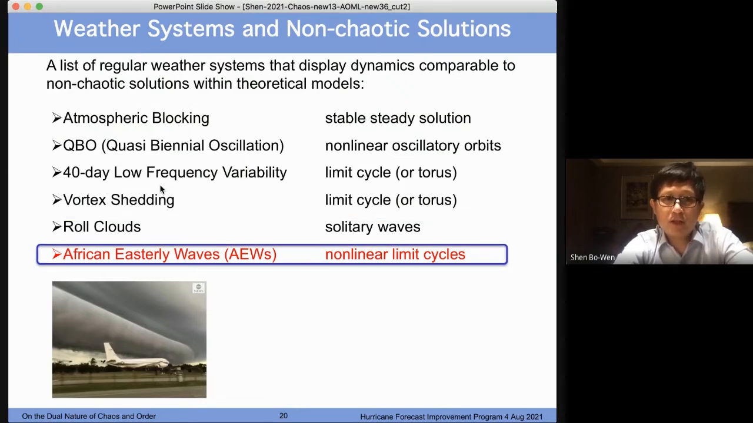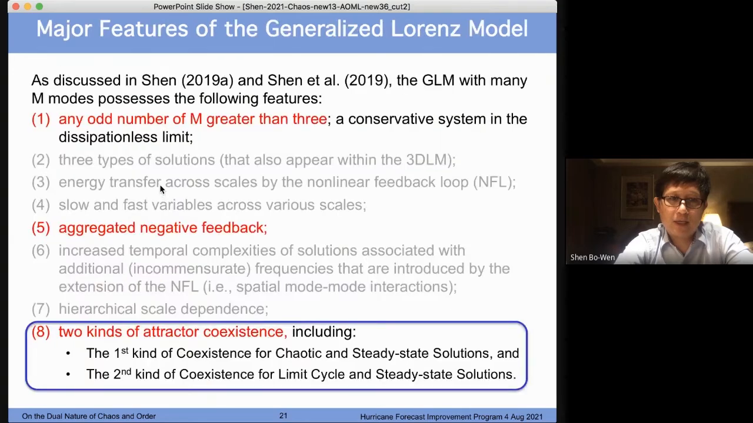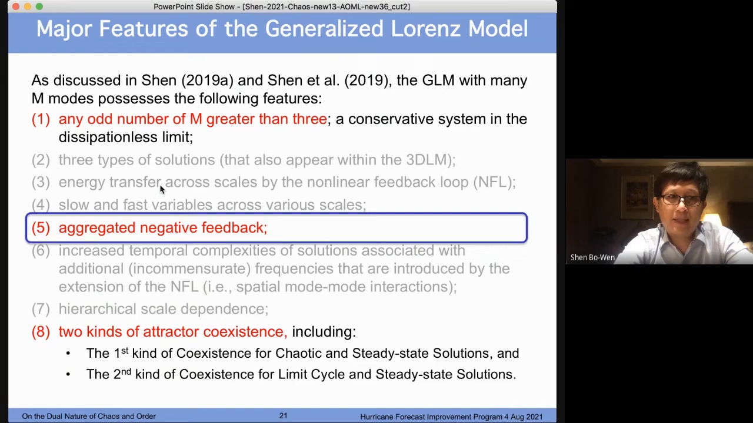A very interesting question becomes whether chaotic and non-chaotic solutions exclusively appear. The answer is no, because within a generalized model, we can show that chaotic and non-chaotic solutions may coexist, which is referred to as attractor coexistence. Attractor coexistence is enabled by the so-called aggregated net feedback, which will be discussed later.